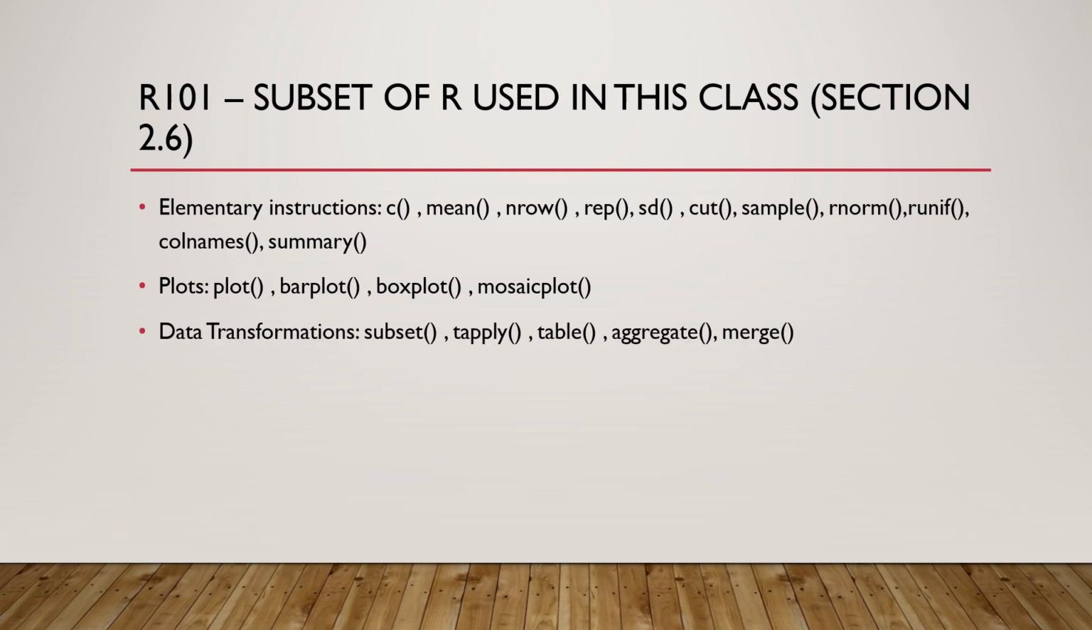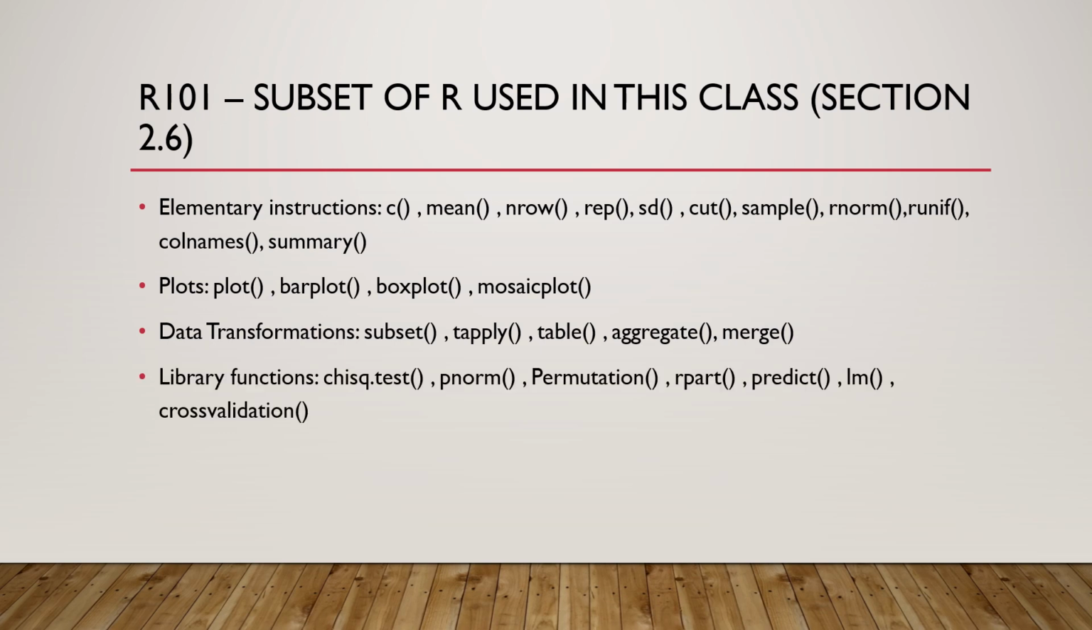Number three, perhaps the core instructions which allow a very simple data analysis. These are subset, supply, table, aggregate, which is a version of supply, and finally merge. In fact, three of those instructions we call the magic trio: subset, supply, and table, allow for 90% of data analytics, data analysis tasks.